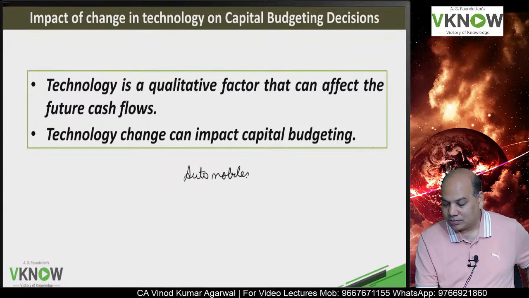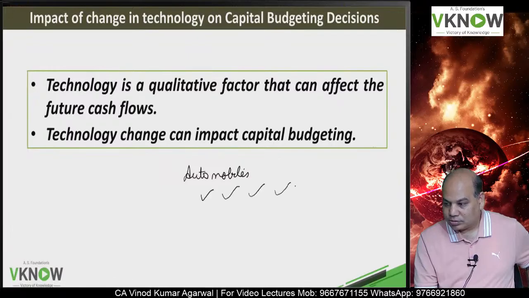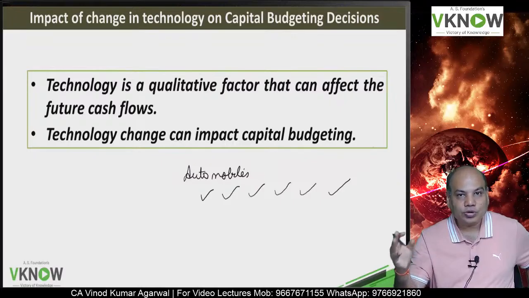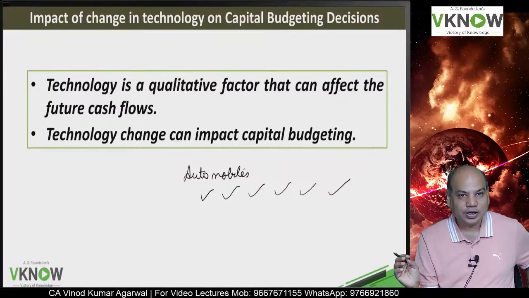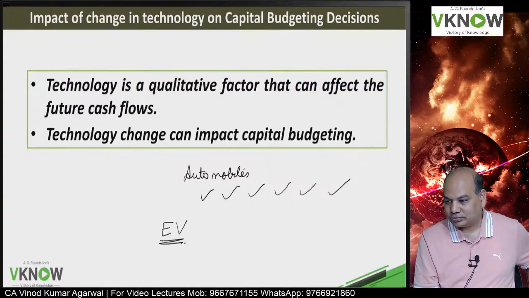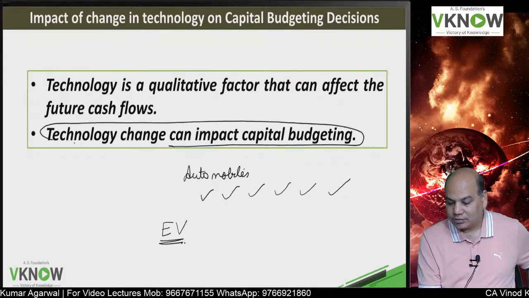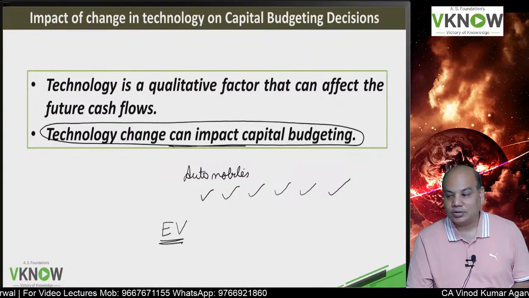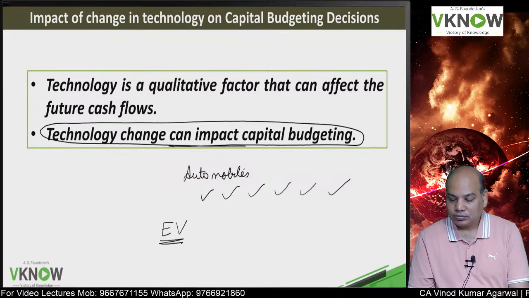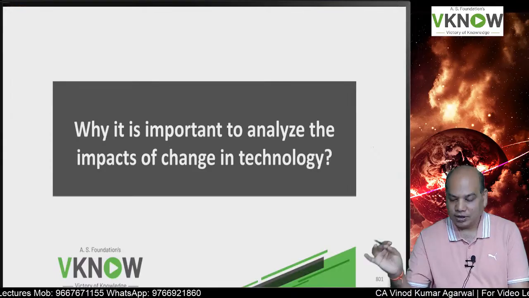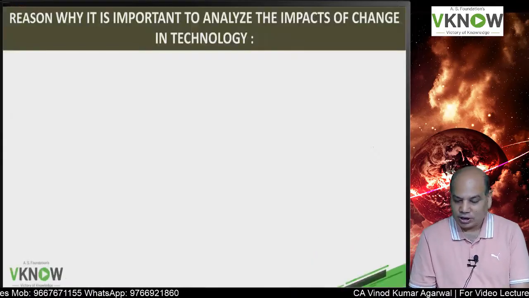Companies had invested huge capital in petrol vehicles, diesel vehicles. Thousands of crores of rupees were invested in that kind of technology, but suddenly EV has come and all your current business model will get affected, and therefore whatever cash flow projections you might have done may not sustain. This way capital budgeting can be seriously affected by changes in technology.